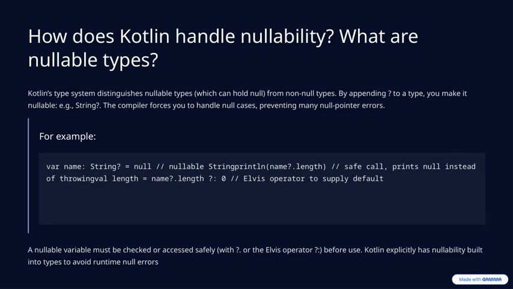So let's talk about how Kotlin handles nullability and what nullable types really mean. In Kotlin, the type system clearly distinguishes between types that can hold null and those that cannot. To make a type nullable, you simply add a question mark after the type, like String?. This tells Kotlin that this variable might hold a null value, and that's an important safety feature. When you declare a nullable variable, Kotlin forces you to handle null cases explicitly, which helps prevent a lot of common errors, especially null pointer exceptions.